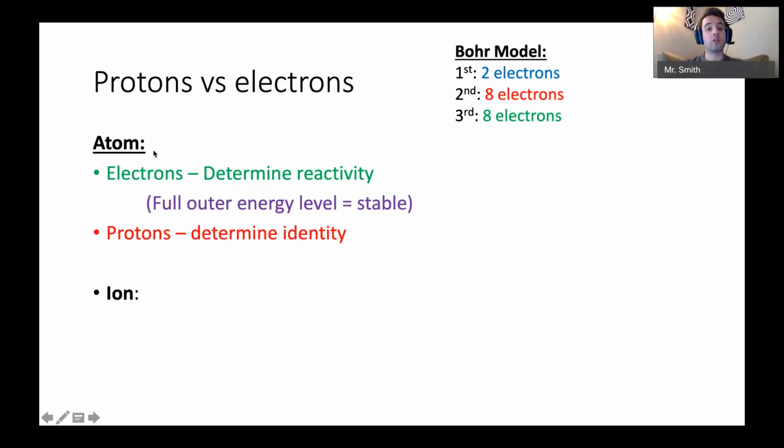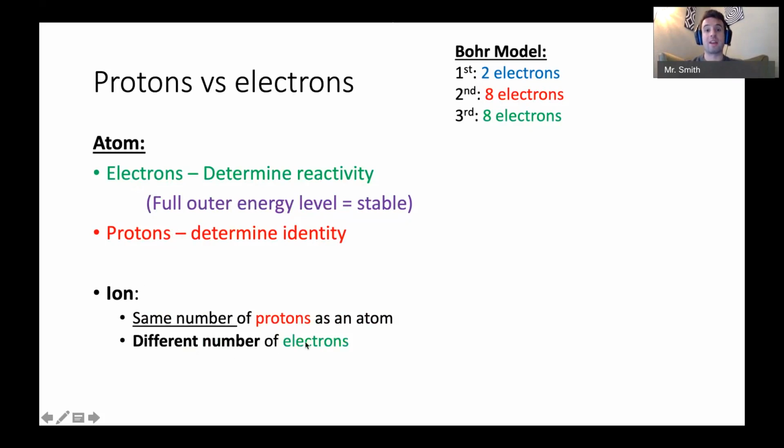Remember, a proton determines the identity of an atom, so we will not see protons change here. Electrons are on the outside. They're easy to add or remove compared to protons, so we will see electrons change. That doesn't change the identity of an atom, but it will change the charge, because remember, electrons are negative. So an ion is going to have the same number of protons as an atom, but a different number of electrons. That's the key with an ion: same number of protons, different number of electrons. And because a full outer energy level is stable, atoms are going to ionize, to become ions, to become stable.